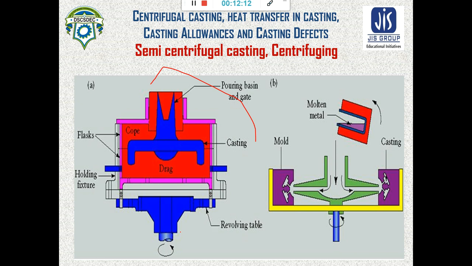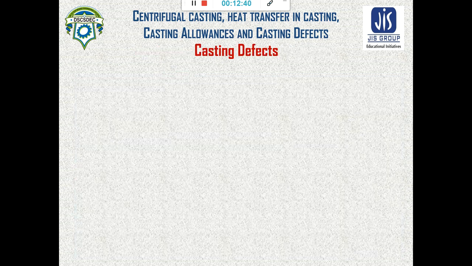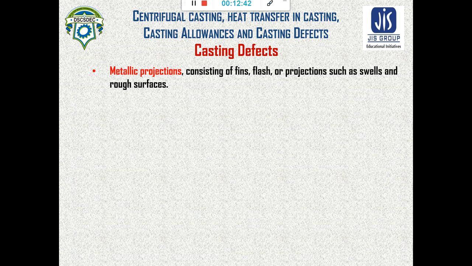But in the case of centrifuging, this figure B is centrifuging. In centrifuging, any type of shape can be made, and the molten metal is poured into the mold cavity by using centrifugal force. That is what centrifuging is. Now we will see about casting defects.